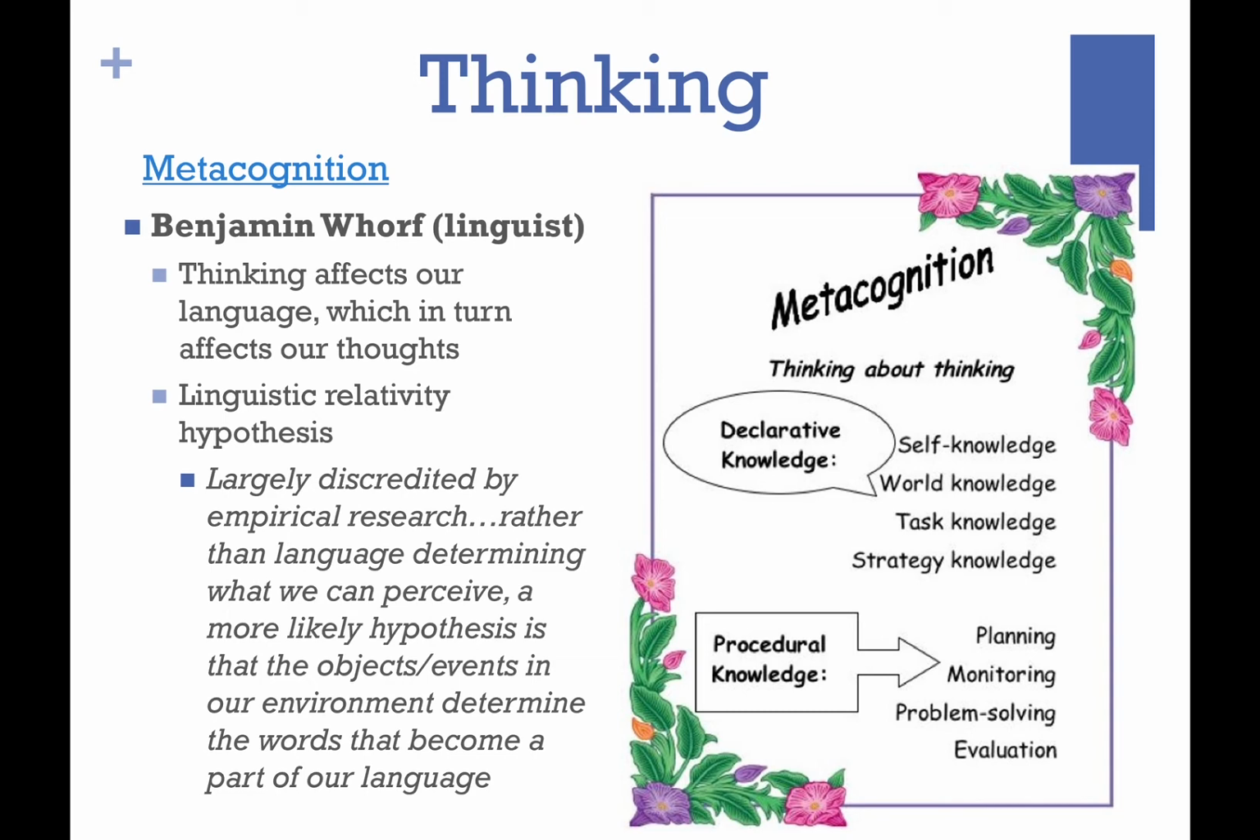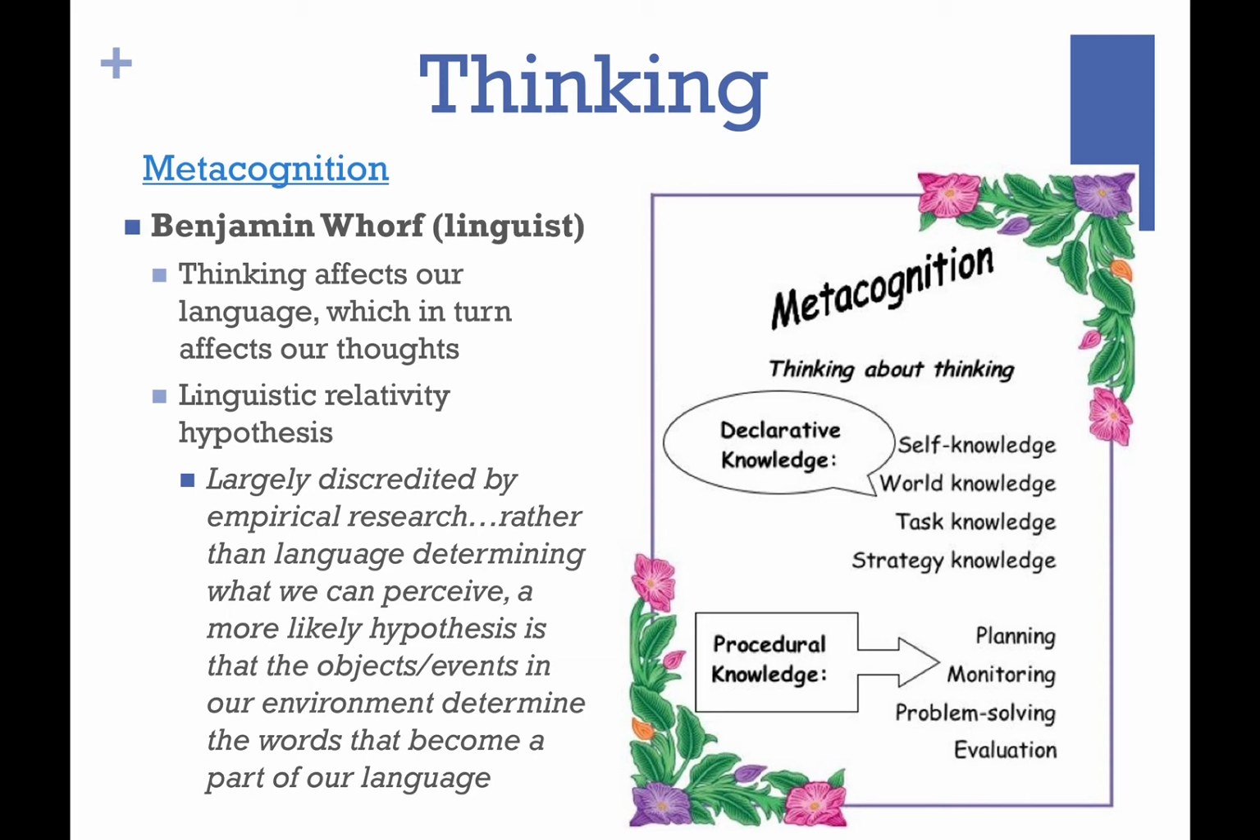So if you were to sit down and think, oh, am I being biased here? Or am I being too emotional? Or am I reading into this too much? That's metacognition. You're actually analyzing your thought process. You're thinking about your thinking, right? So your self-knowledge, your world knowledge, strategy knowledge, those are things that are known as declarative information or declarative knowledge. And your procedural knowledge would be things like your problem solving and your evaluating skills.